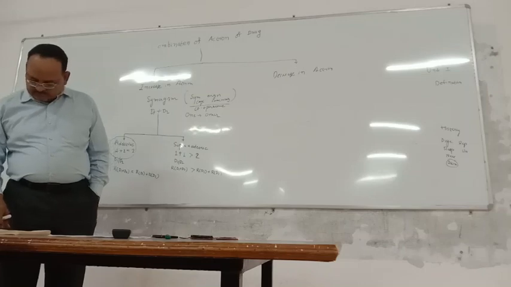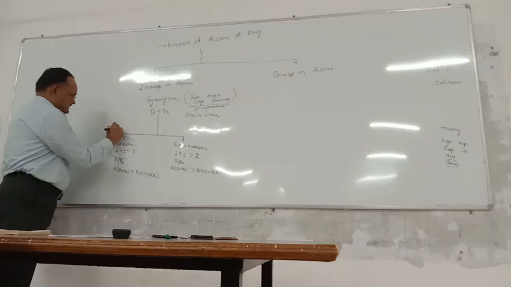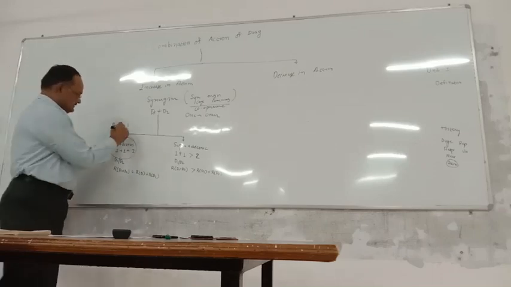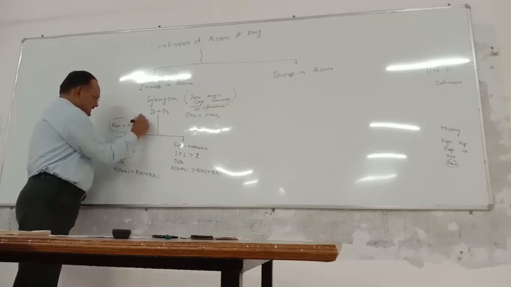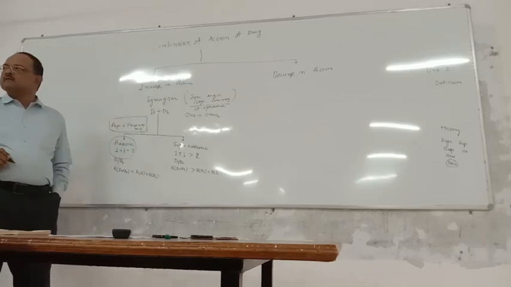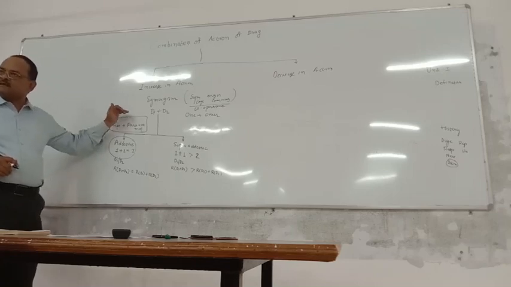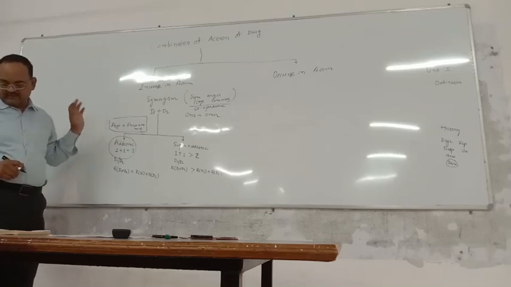Now, example here, additive: aspirin plus paracetamol. Both are analgesic. When they combine, they will produce the double effect. When the combination of aspirin and paracetamol is used, they produce the double analgesic effect. That is the best example.